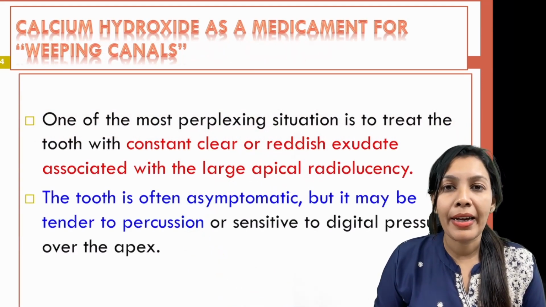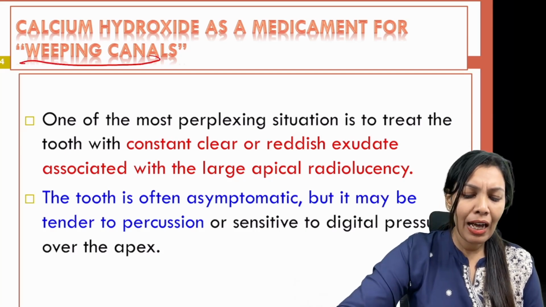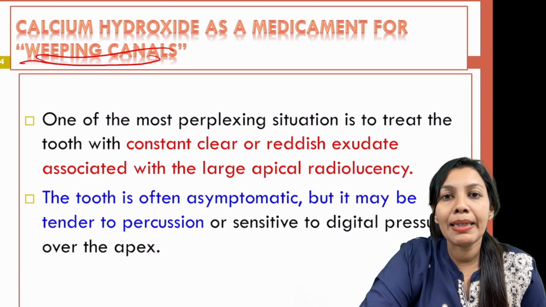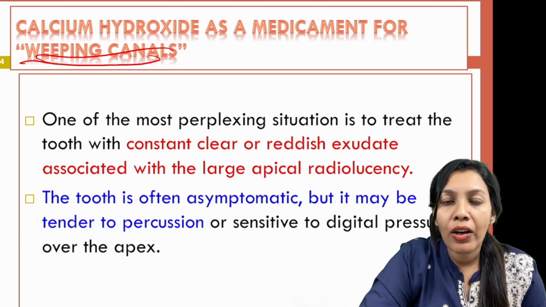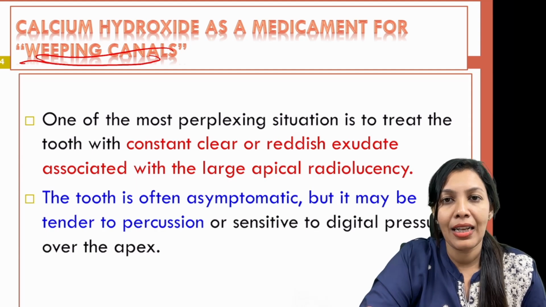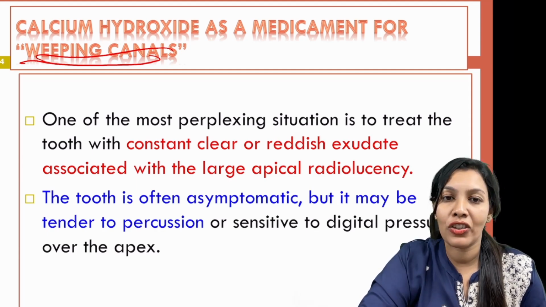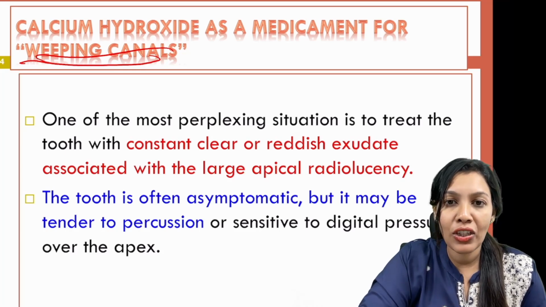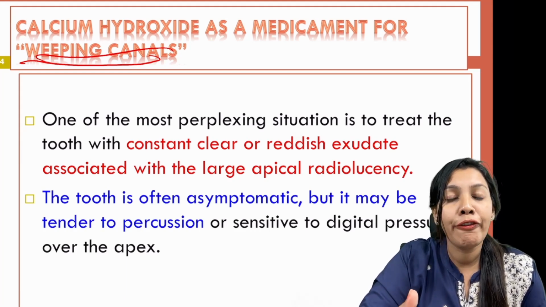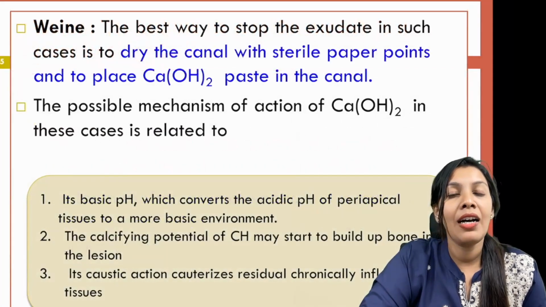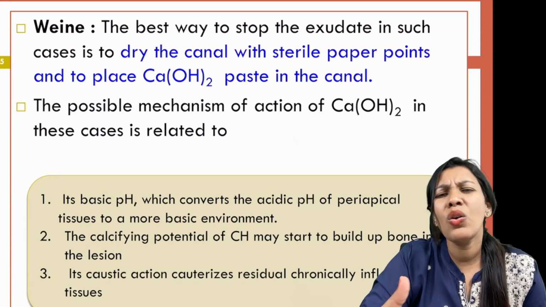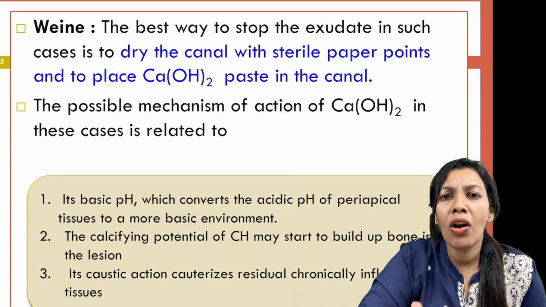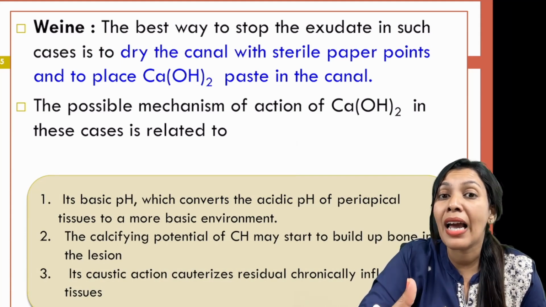Next, what is a weeping canal? Weeping canal means even after we clean a canal, in the next appointment when we open it, it keeps on oozing out. It might be some blood or blood-like material or pus-like material. In those cases also, calcium hydroxide is commonly used. Calcium hydroxide has the capacity to reduce this clear or exudate-filled fluid from the root canal. And Wayne suggested that calcium hydroxide can be used in weeping canal. So how is the problem of weeping canal solved by calcium hydroxide?